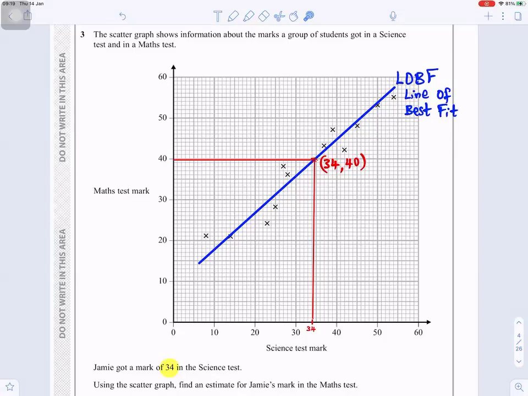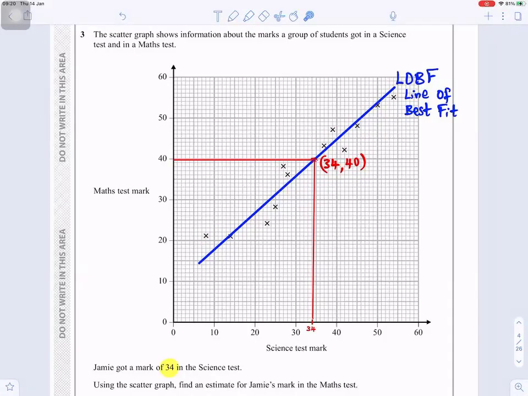To do this question, we need to draw a line of best fit. And the line of best fit, LOBF, is drawn in blue there. And you can see the line separates the points. Half of the points are on one side and the other half on the other side. And that gives you the line of best fit. So if we have 1, 2, 3, 4, 5, 6 points on the left side, 1, 2, 3, 4, 5 on the right. So the line of best fit is almost perfectly in the middle of all those points.